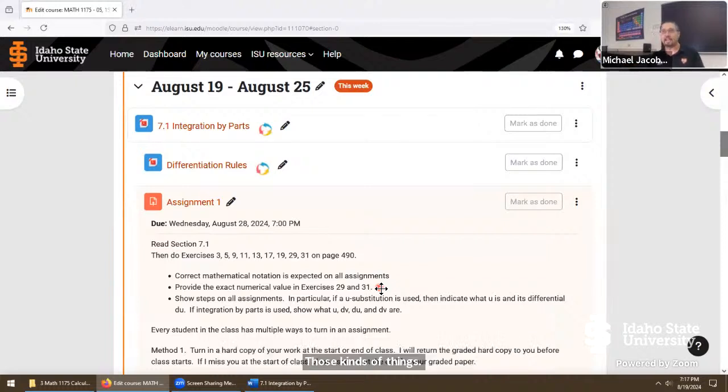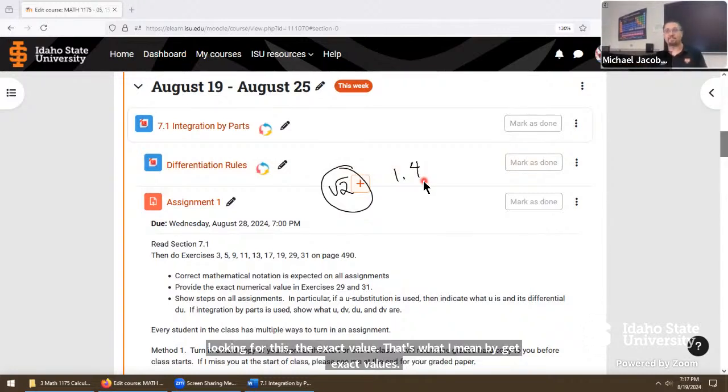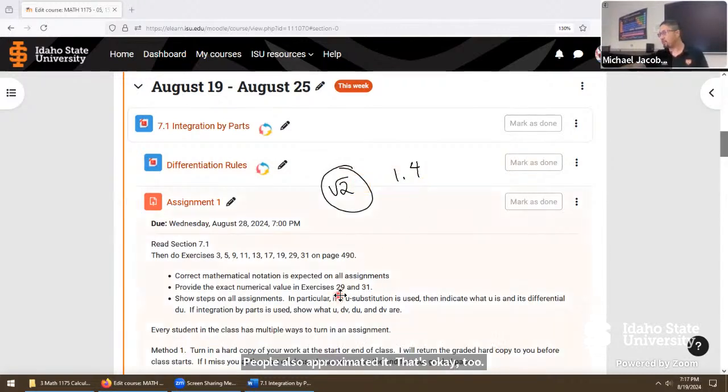Those are going to be the definite integrals in this problem. It's okay to put a numerical result inside. Say, for example, if you have something of this quantity, square root 2, but you gave me 1.4-ish. I'm looking for this, the exact value. That's what I mean by give exact values. If you also approximated it, that's okay too. As long as I see the exact value, that's the major thing I'm looking for on those two problems right there and there.